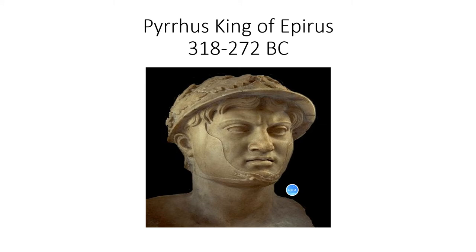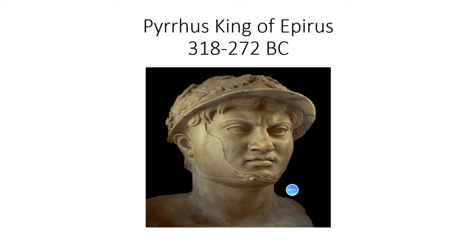The destiny of Rome as an empire begins to change during the period of Pyrrhus, king of Epirus. Epirus is a country that is north of Greece, basically what today is Albania. And Pyrrhus was one of those Hellenistic kings, one of the people who ruled over those kingdoms that emerged after the death of Alexander the Great.